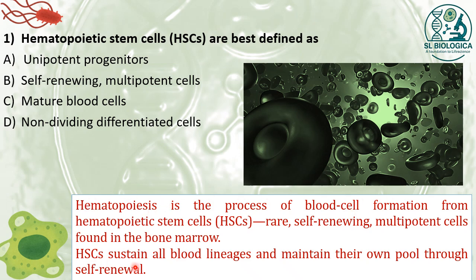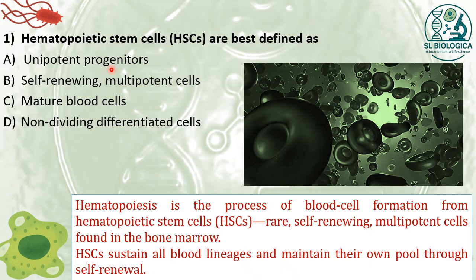And these HSCs sustain all blood lineages. That is why they are known as multipotent cells. That is, they can differentiate into various blood cell types. And they maintain their own pool through self-renewal. So they have the capacity of self-renewal.